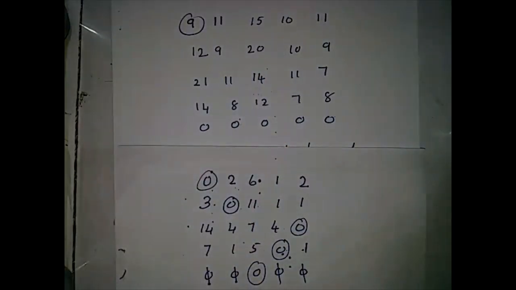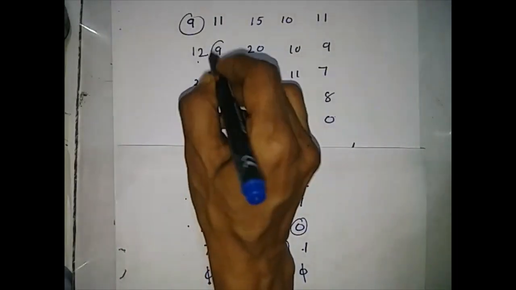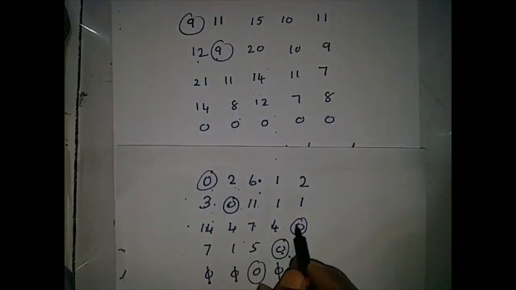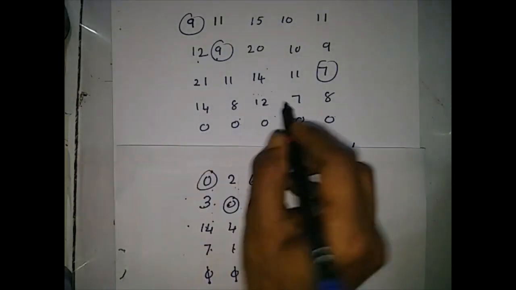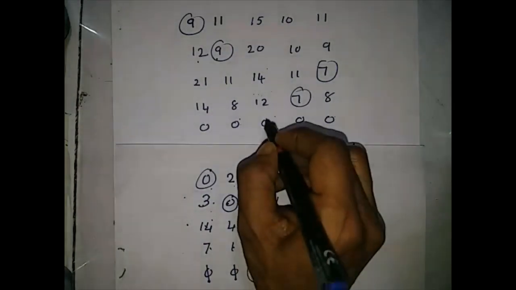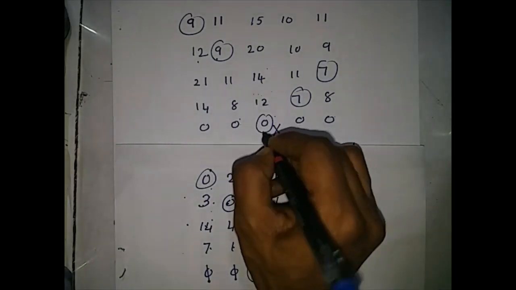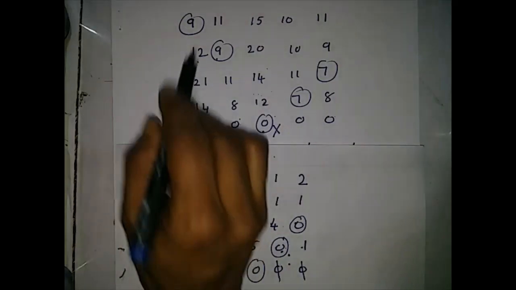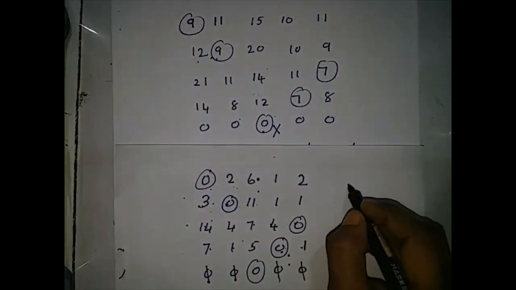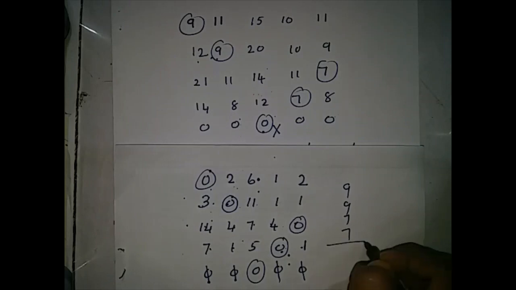So this first 0, that is this one. Second one, this one. Last one, this one. This one. No need of mentioning this one. Only circle it and we are not allocating this job. So, 9 plus 9 plus 7 plus 7. 32.